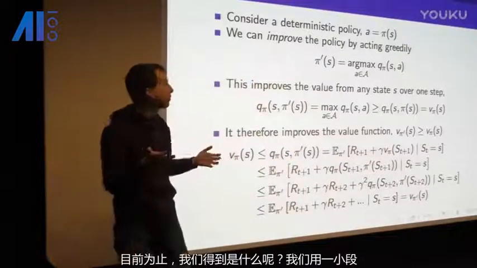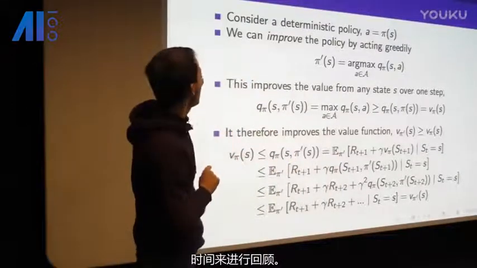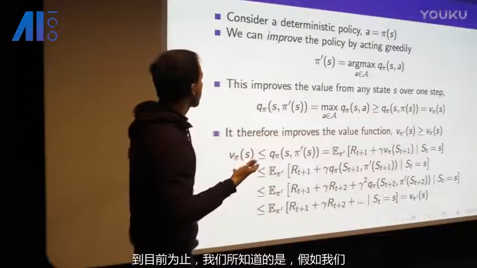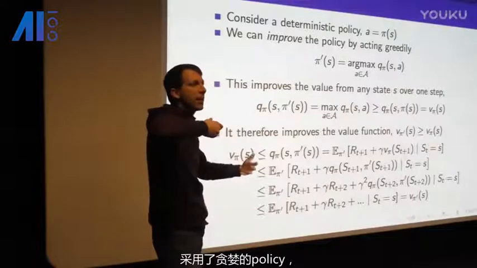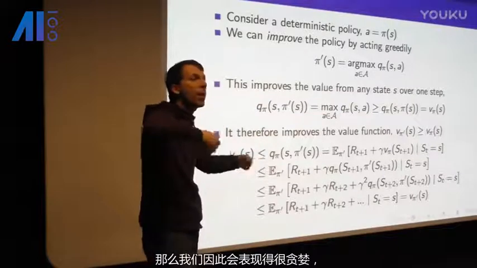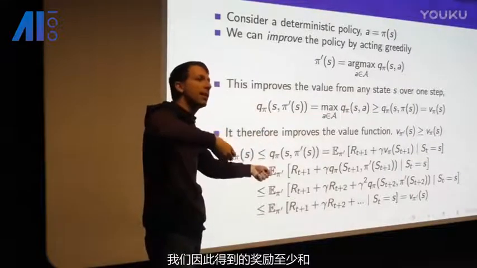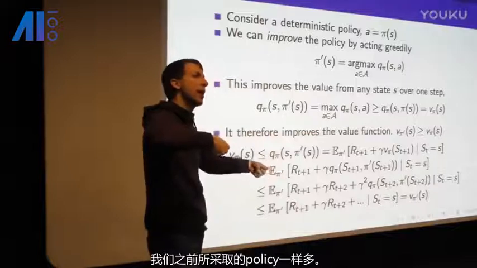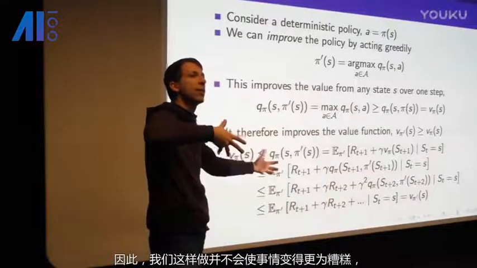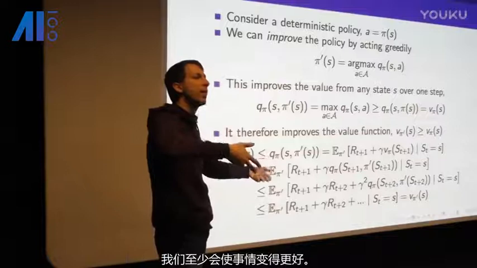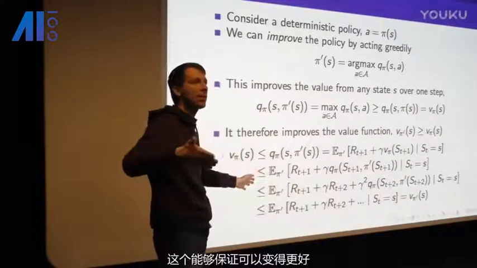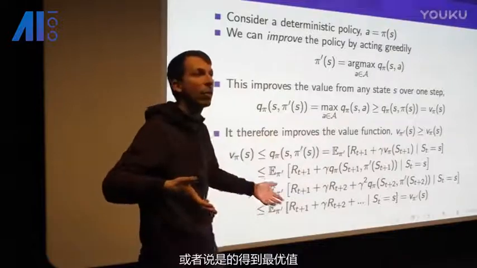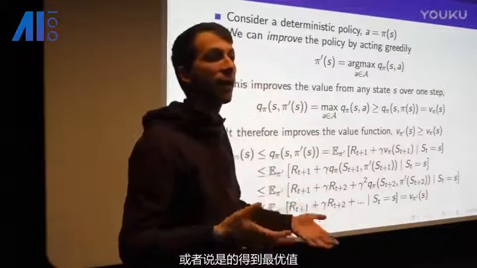So what have we got so far? If we come back to this, just one second. All we've shown so far is that if we pick this greedy policy, the value of the greedy policy, the total amount of reward we get by acting greedily, is at least as much as the policy that we had before we greedified it. So we don't make things worse, ever. We always at least make them better. We haven't yet said that this is guaranteed to keep getting better or to reach the optimal value or anything like that.